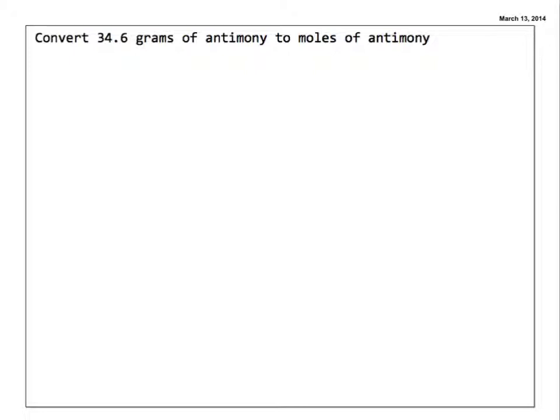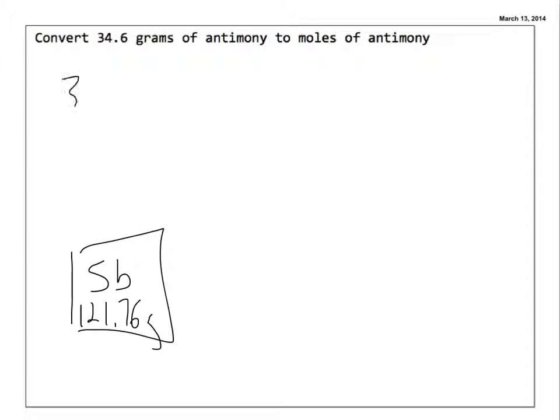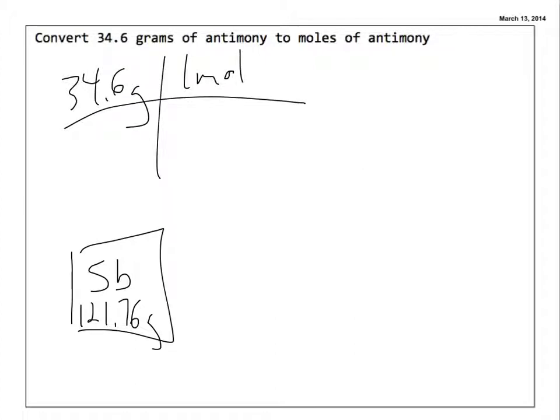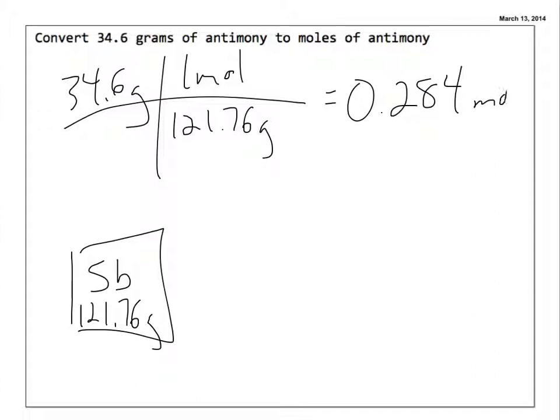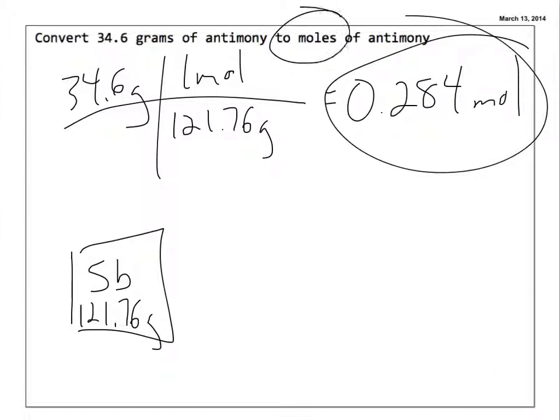This time we're converting from grams into moles, and we're using the element antimony, which has a symbol Sb, and it has a molar mass of 121.76 grams. So 34.6 grams times 1 mole, that's what we want our answer to be, over 121.76 grams equals 0.284 moles. We wanted our answer to be moles, and so that's what we got, 0.284. It's got 3 significant figures, just like the number we started with.